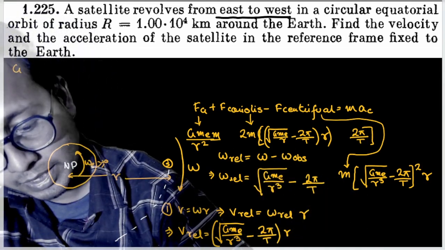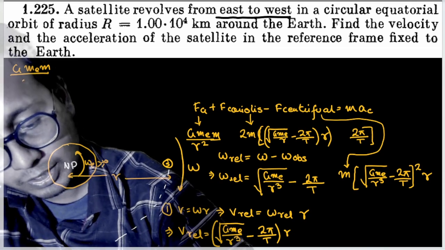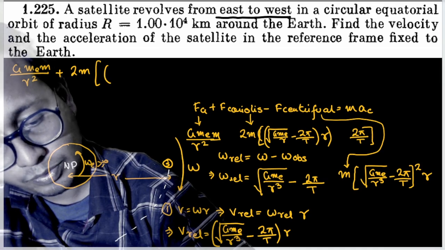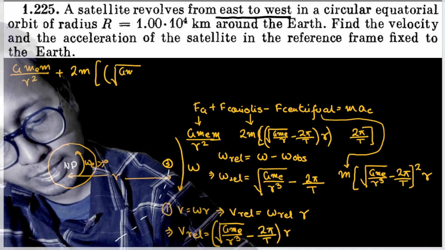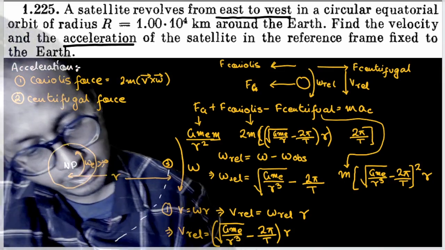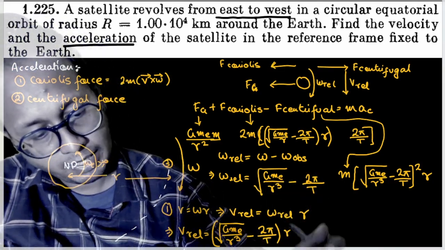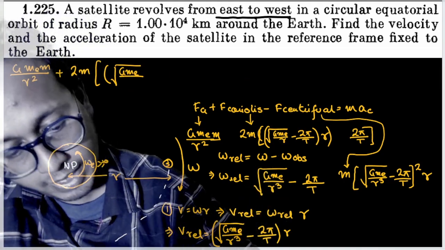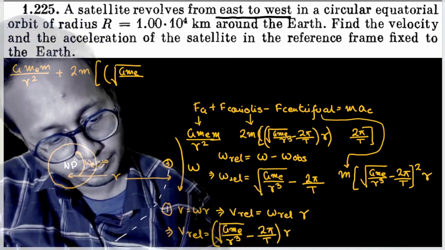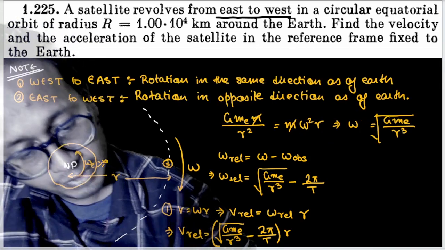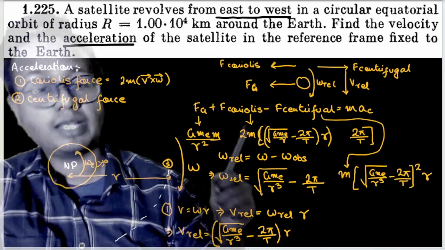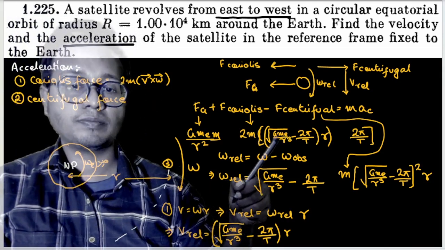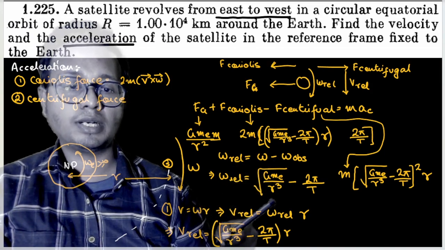Okay, so G mass of Earth m by r square plus 2m into under root G M_e by r cube. I think I have not written r cube out here. This r cube was missing from this equation. Okay, G M_e by r cube. Let me see if I made the mistake out here also. No, my mistake was nothing but not writing the r cube out here. This is the absolute angular velocity of the satellite, r cube.